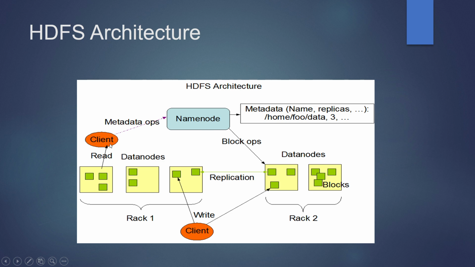For every operation required by the client, it needs to get the data from name node. Name node maintains the metadata of all the operations: read, write, rename, delete. All the operations will be maintained in the metadata by name node. In the same way, the replications are also maintained by the name node.